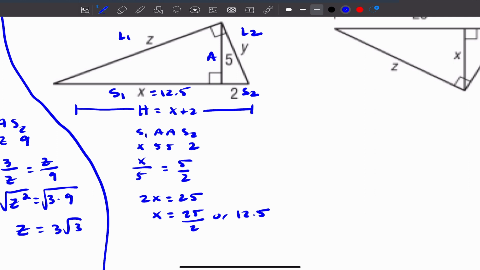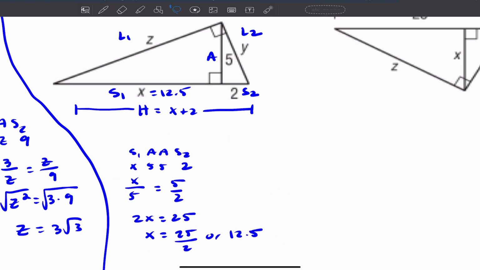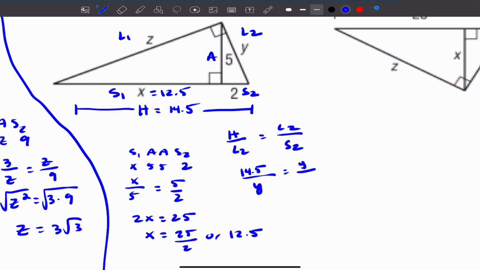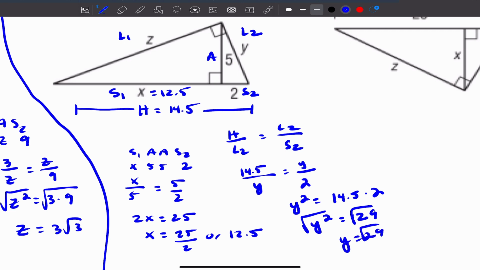So if that is 12.5, then the hypotenuse is 14.5. Okay. Then I'm going to go ahead and find y. So hypotenuse over leg 2 equals leg 2 over segment 2. So the hypotenuse is 14.5. Leg 2 is y, equals y over 2. So y squared equals 14.5 times 2, which is 29. Take the square root. Y is equal to the square root of 29 because I can't break down 29 at all.